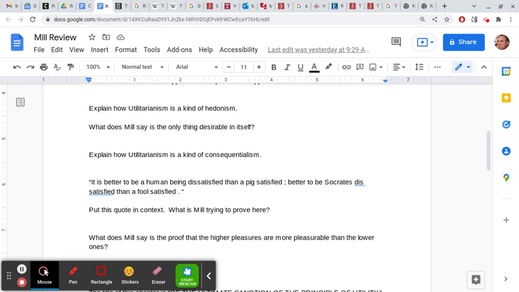Here, this quote, it's a very famous quote: "It is better to be a human being dissatisfied than a pig satisfied. Better to be Socrates dissatisfied than a fool satisfied." Put this quote in context. What is Mill trying to prove here? Well, it just takes a basic reading.